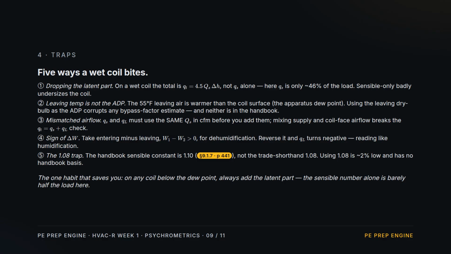Traps. 1. Don't forget latent. On a wet coil, the sensible load alone is about half the truth. 2. The leaving air temperature is not the apparatus dew point. The coil surface is colder. 3. Sensible and latent must use the same airflow before you add them. 4. Take humidity ratio entering minus leaving, so delta W is positive. Flip it and latent goes negative. 5. The sensible constant is 1.10 in the handbook, not the trade value 1.08.